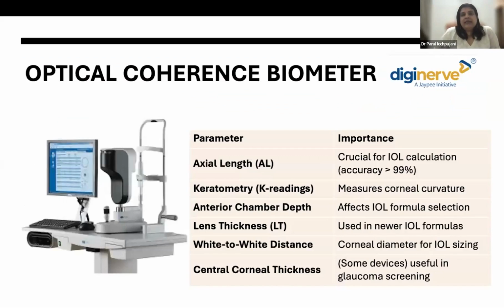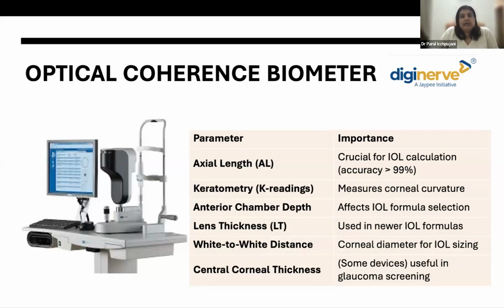Now we are advancing in different types of technology. In a basic setup, if I want to calculate the power of an intraocular lens, I can just use an A-scan to measure the axial length, and I can use a simple manual keratometer to get K1, K2, and then in the A-scan, I can put in these values and take out the power of the lens.